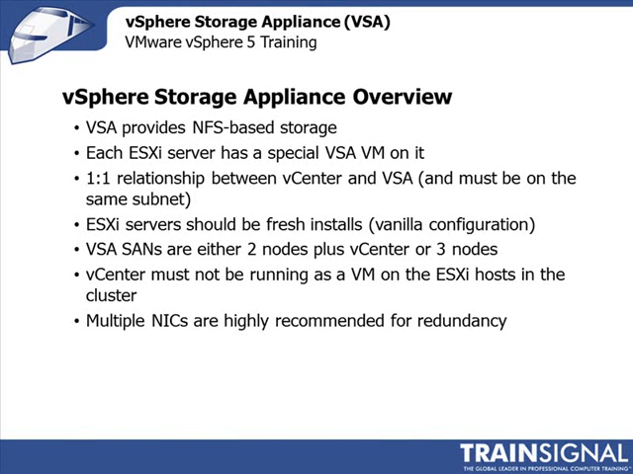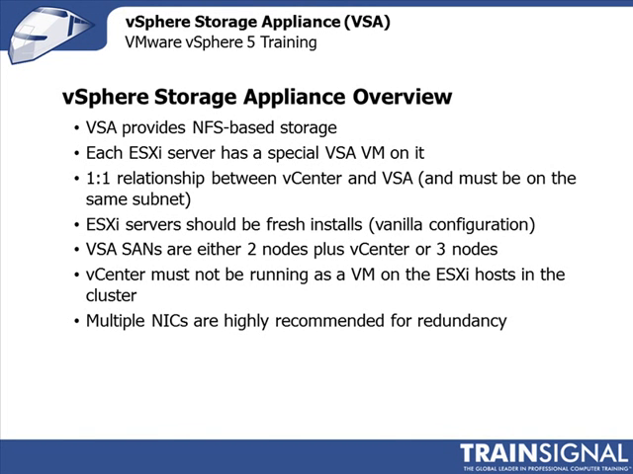Each ESXi server should be a fresh, vanilla configuration, as VMware says, and a VSA SAN can either be 2 nodes plus vCenter or 3 nodes, and I've got some graphics here in just a second that depict that. vCenter must not be running as a virtual machine on the ESXi hosts in the cluster. This is unfortunate because most of us, if you're an SMB and you just have 2 or 3 servers, likely don't have another server just sitting around to run vCenter, or you were hoping not to have to do that.